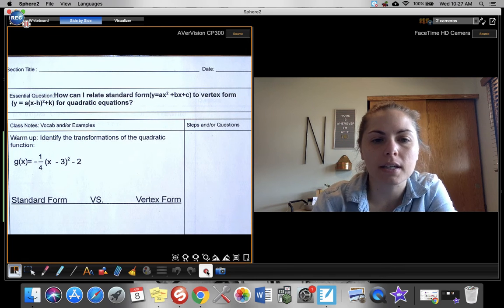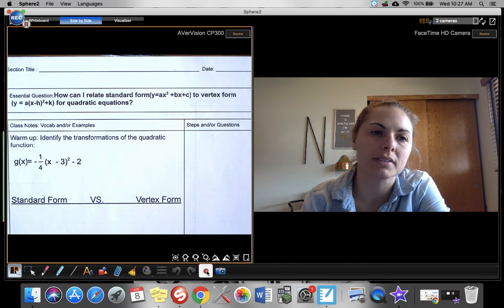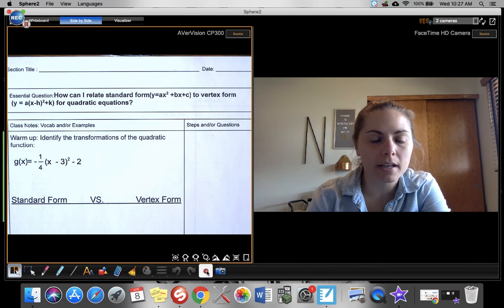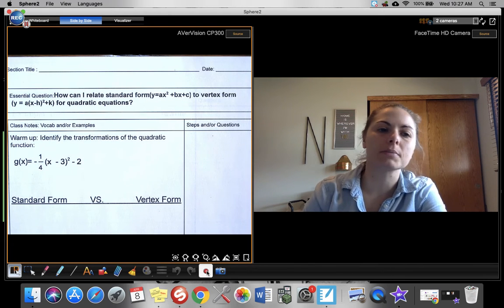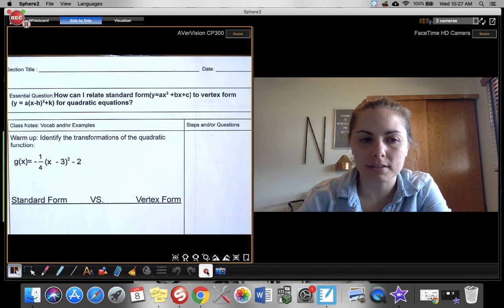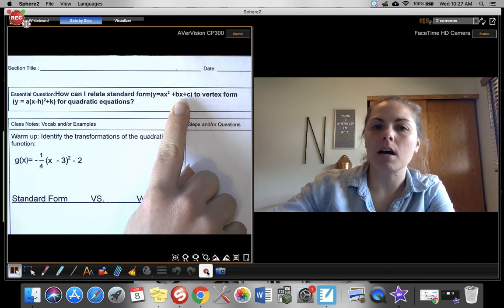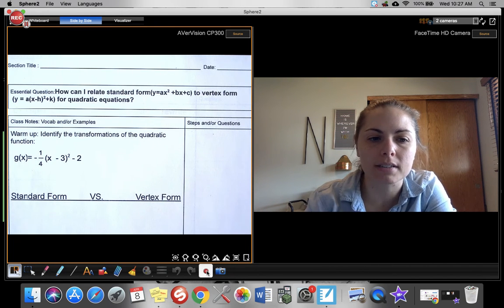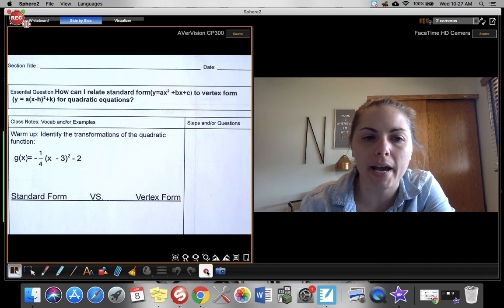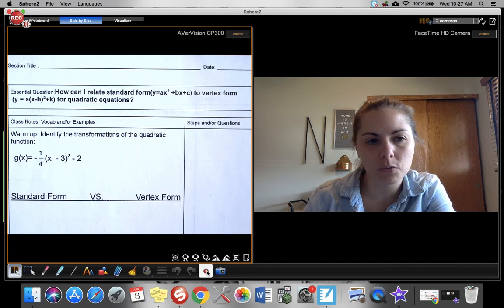We're going to be, as the essential question states, building off of what Mrs. Vogel talked about yesterday and talking about some different forms for quadratic equations. So that'd be like parabolas. These are the two forms that we're going to be looking at today. A lot of what we're going to do today is build some relationships between what we would know as standard form versus what we're going to call vertex form.